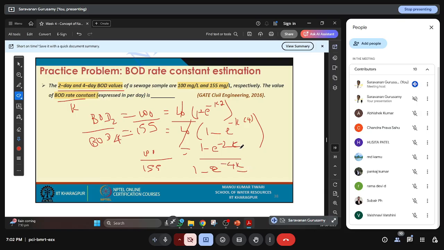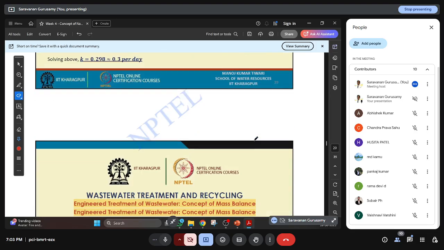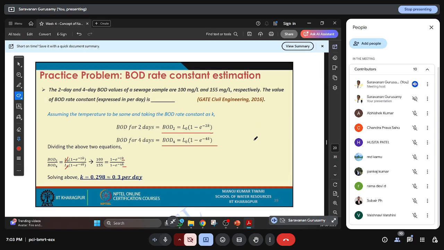So only K is unknown here. Cross multiply, take ln on both sides, and you will get the value. You got it? So that's the formula. If two BOD values are given, it's very easy. L naught can be cancelled. With the one formula, BOD t equals L naught into (1 minus e power minus kt), you can solve all the problems. You got it? Can I move to the next one?